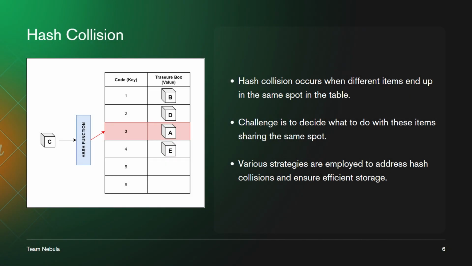Okay, let's talk about something important when it comes to hashing: hash collisions. Imagine you have this amazing guide that tells you where to put things in your special table. But sometimes two things might have the same guide that leads them to the same spot in the table. This situation where different things end up in the same place is called a hash collision. Now, when we have a hash collision, we are faced with a bit of a puzzle. We need to decide what to do with these things that want to share the same spot. We have a couple of tricks up our sleeves to solve this problem.